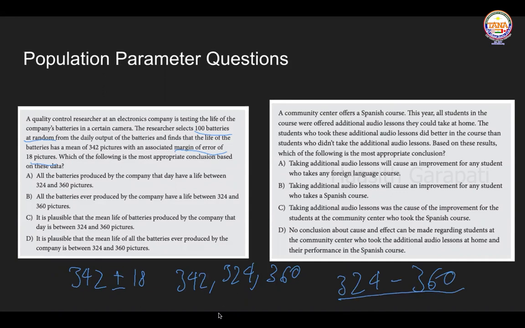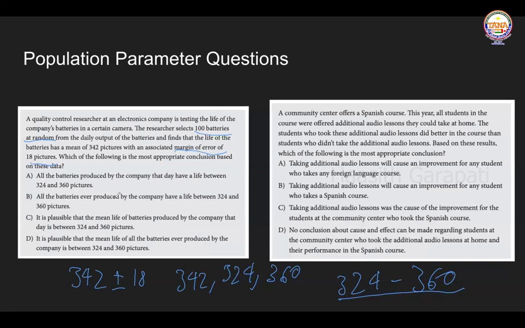Now, which of the following conclusions is most appropriate? Let's take a look at A. All the batteries produced by the company that day have a life between 324 and 360 pictures. That seems like a good statement to make, but let's take a look at the other answers.